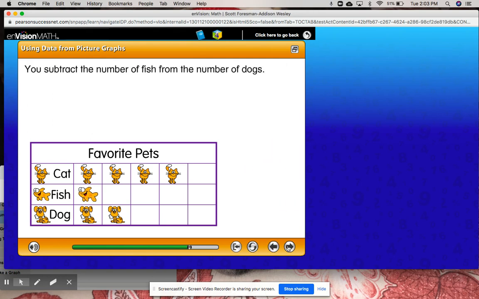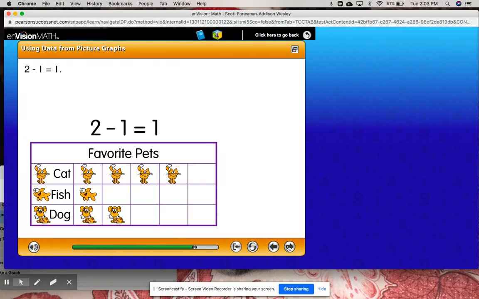You subtract the number of fish from the number of dogs. 2 minus 1 equals 1. So the difference is one. Either way that you want to do it, of matching up partners like we did yesterday and seeing how many do not have a partner, if we do that, the answer is one dog does not have a partner, so there's one more dog than there is fish.